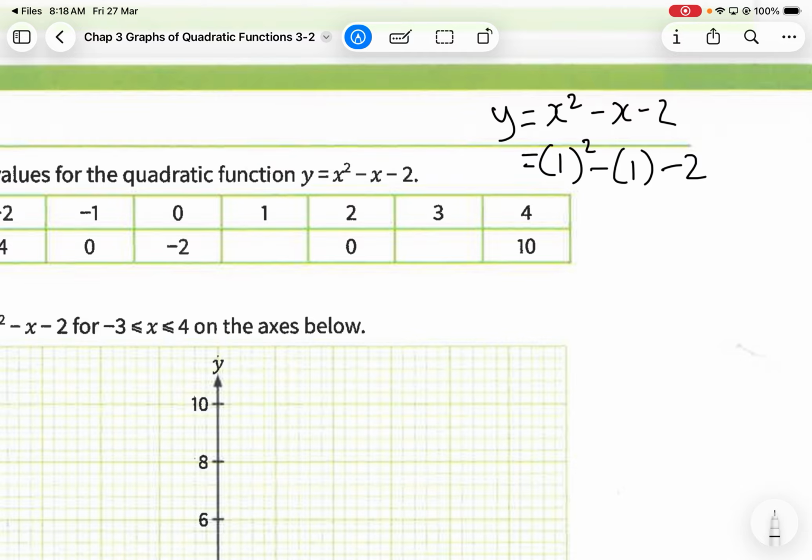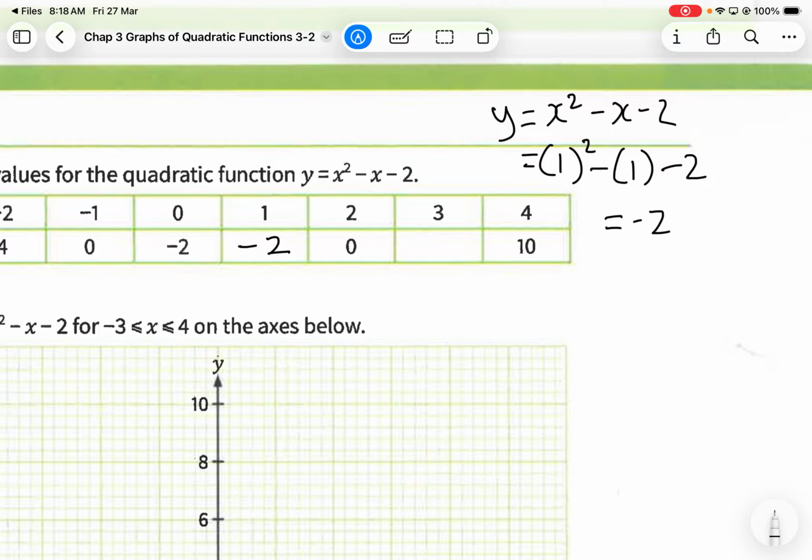I also put brackets, right? This one, my own working, I will also put brackets. Okay, then you will get minus 2. But after you do your substitution, you can key this whole thing into your calculator. It will give you minus 2. Then you can write in y is minus 2. Y is minus 2 when x equals 1.